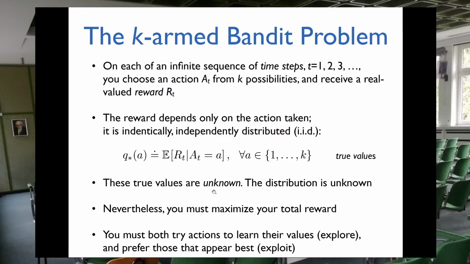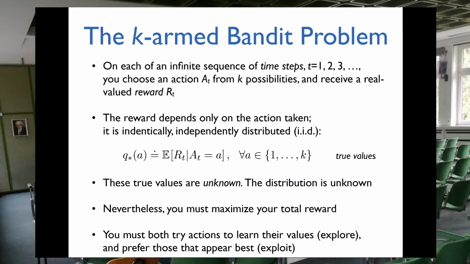These true values are unknown, so we ignore the distribution and what is the true value for each of these k actions. So the distribution is unknown. However, your goal is to maximize the rewards that you will get in the long run. Okay, so we want to maximize the total reward as you play with this machine.